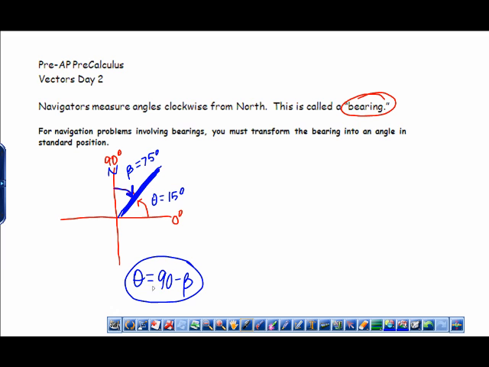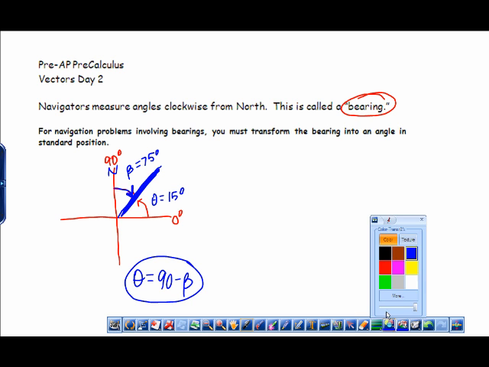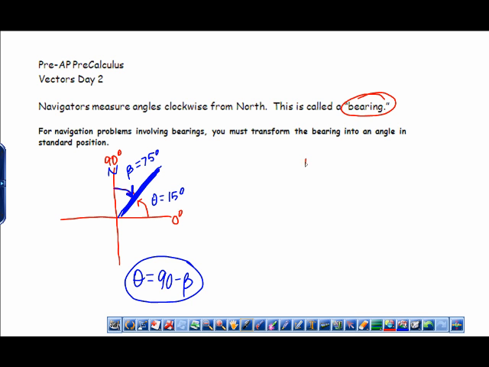We're going to always have to transform into theta when we're given a bearing. So this is an important thing to go over. So let's think about a different quadrant. Let's say in another problem you were given the bearing to be 240 degrees. This means you start at north and you would go 240 degrees.